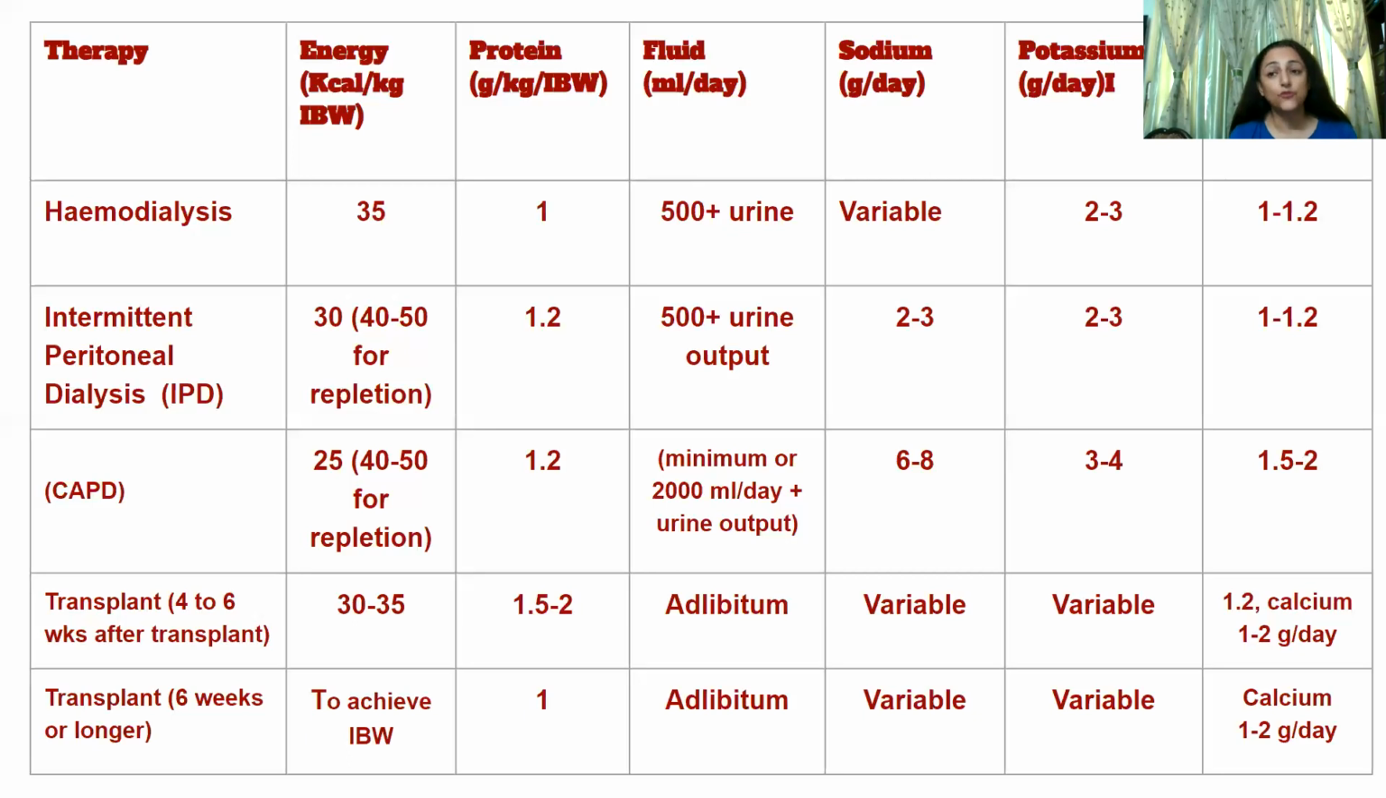And for phosphorus, you will see 1 to 1.2. And for CAPD, it will be 1.5 to 2. And here, for the transplant and post-transplant patients, you will see there's intake of calcium. Along with the phosphorus, we are giving calcium 1 to 2 grams per day. So this was an overview of dietary management during the dialysis phase and the transplant.